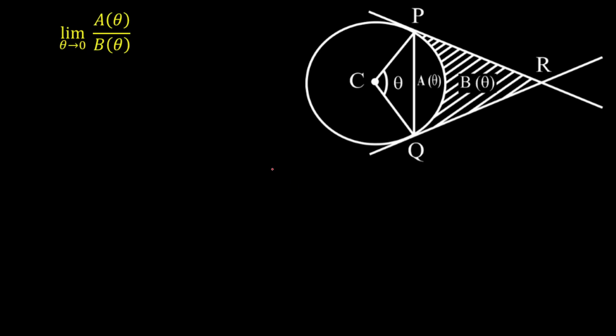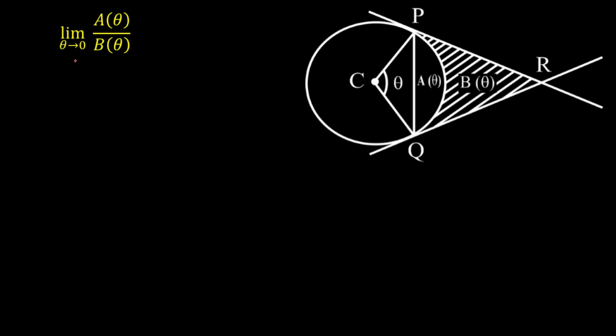Now our objective of the question is to calculate this limit, that is theta tending towards 0, A theta upon B of theta. Now A theta and B of theta represent two areas. A theta is the area bounded by the arc and the chord PQ, and similarly B of theta is one area. This is the shaded region.